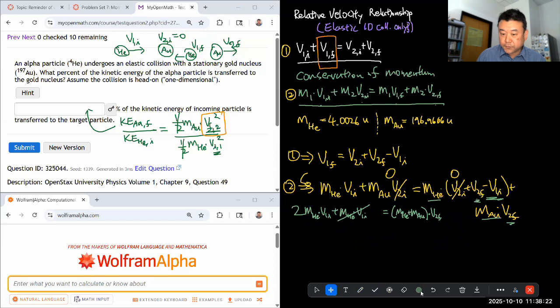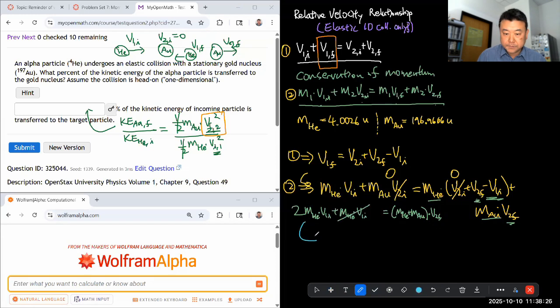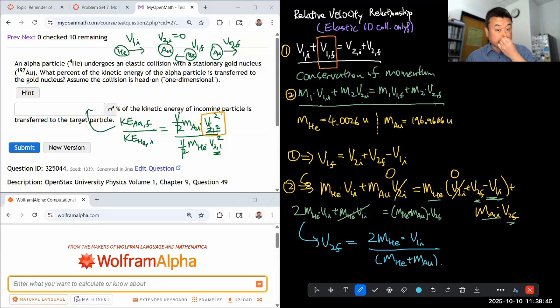Let me just move this to make myself a little bit of room. Let me solve for V2 final here, and I think I can wrap up. So V2 final, dividing both sides by the sum of the masses, is 2 times the mass of the helium times V1 initial divided by the sum of the masses of the helium and the gold.